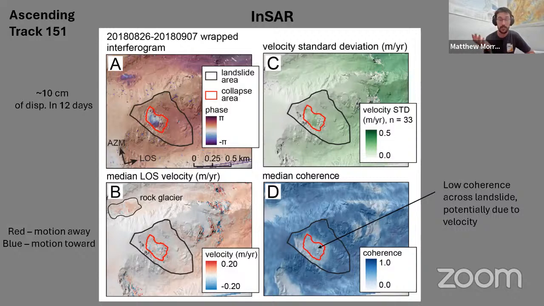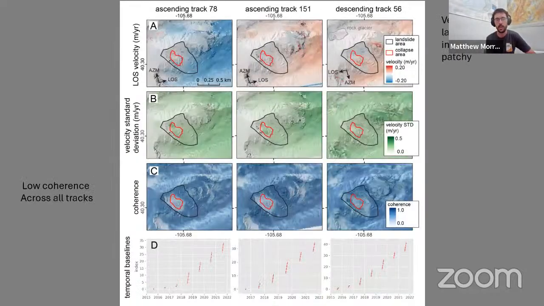One hypothesis for this is that the landslide may be moving too quickly. We have 10 centimeters in 12 days, and if we compare multiple years, it could be moving too quickly for us to measure velocities accurately. Al and Quinn expanded on this. They looked at a bunch of different tracks, two ascending and one descending, again showing a lot of variability, high standard deviation, and really low coherence across every possible track. Again, this could mean velocities are just too high for us to measure with InSAR.